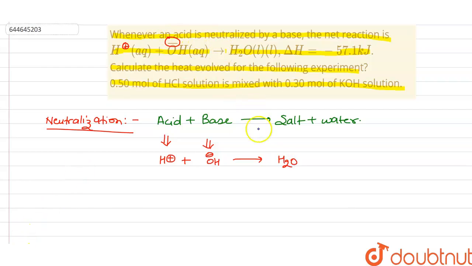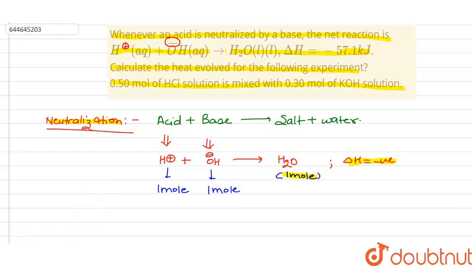Now we have to know what is the heat of neutralization. So heat of neutralization is a reaction in which the heat is released when 1 mole of H plus reacts with 1 mole of OH minus and it gives the formation of 1 mole of water. And during this process, the heat released is known as the heat of neutralization. So this is all about the definitions.